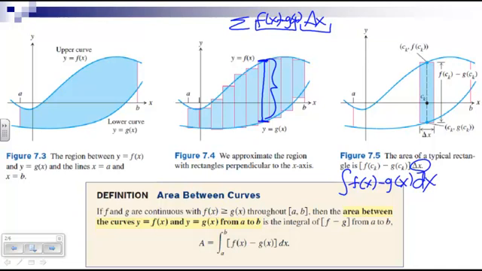By the way, if f is always larger than g, then f minus g is always a positive value. If the limits of integration go from a low number to a high number, the differential dx is always a positive value, and this integral will always return a positive value. Are we ready to apply this newfound knowledge to a problem?